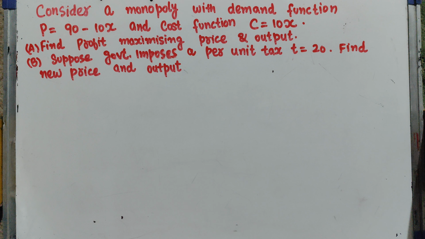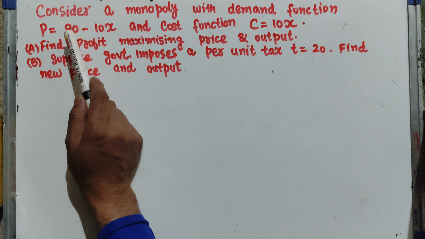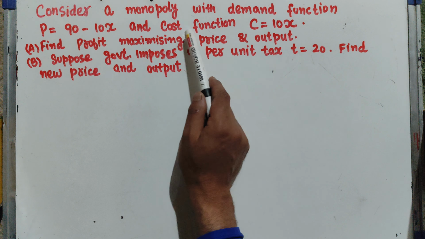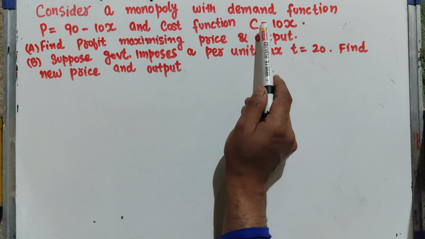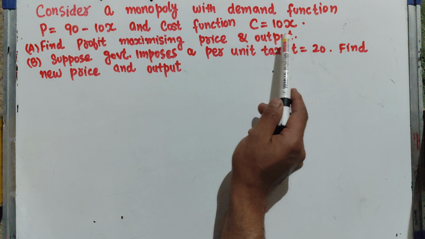In this video, we will learn the impact of the per unit tax in case of monopoly. The question is, consider a monopoly with demand function P is equal to 90 minus 10x. P is the price, x is the output, and cost function, which is total cost, is equal to 10 times x. We need to find out the profit maximizing price and output.